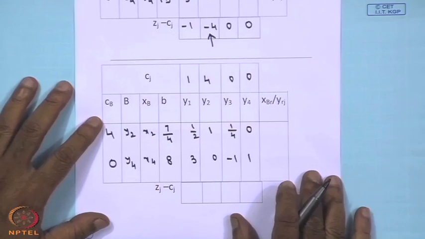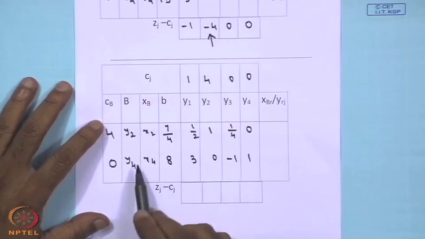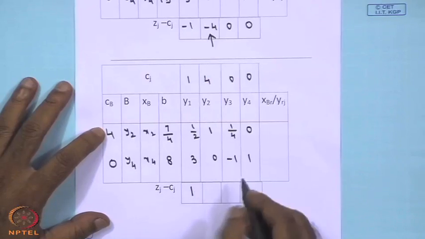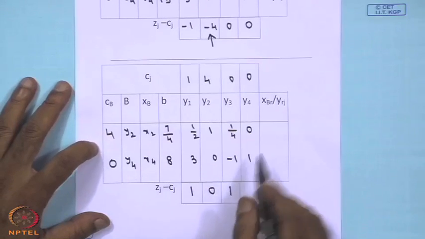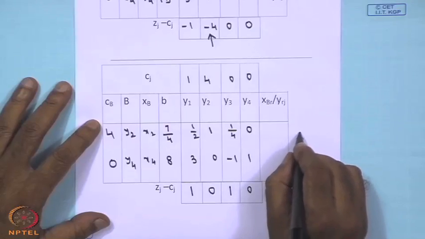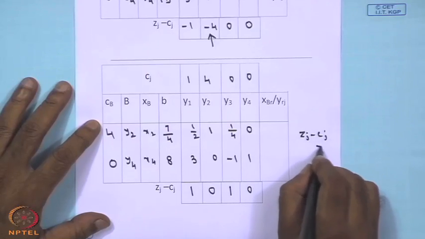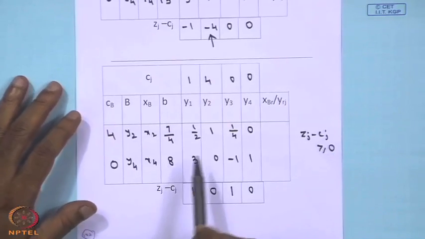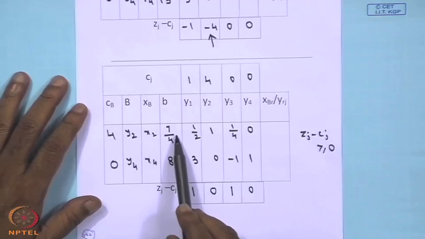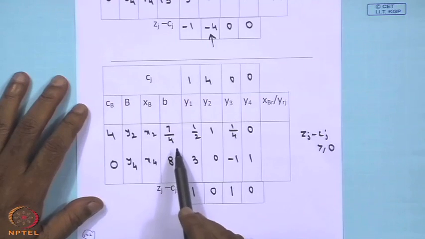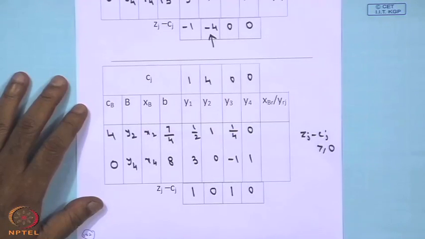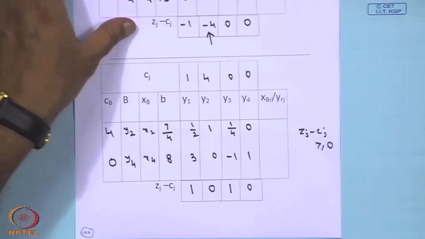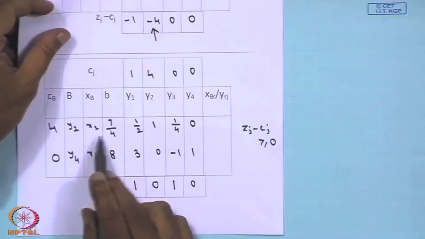Calculate the Zj minus Cj value. Zj minus Cj is 2 minus 1, so it is 1; 4 minus 4, 0; this is 1 minus 0, 1; this is 0 minus 0, 0. So, if you see here Zj minus Cj is greater than or equal to 0, but there is one variable whose value is fractional, that is x2. So, basically your x2 is fractional over here.